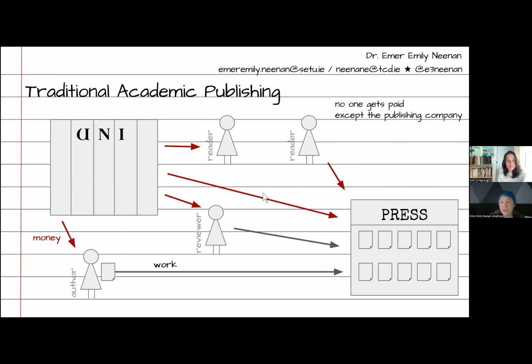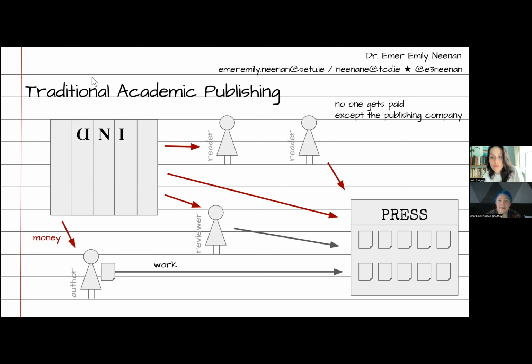So in traditional academic publishing, universities generally and other research institutions pay salaries to the people who work there. That would include people who are writing academic articles, people who are doing the reviewing for academic articles, and people who are reading academic articles. Some readers will be out of the university or research structure.